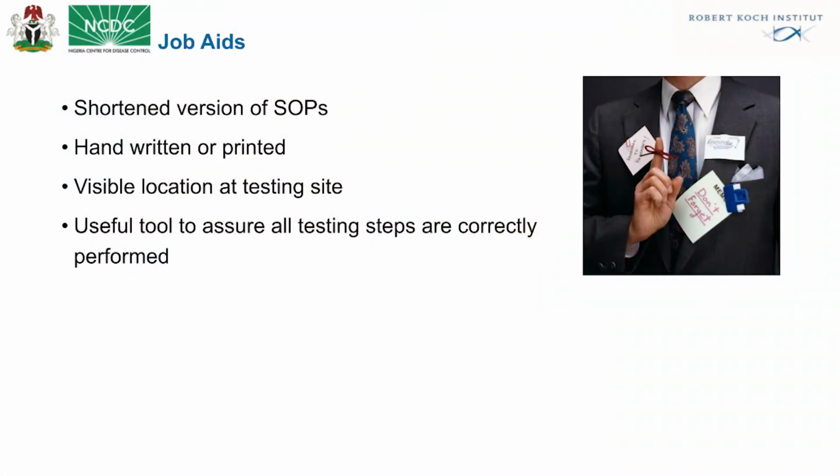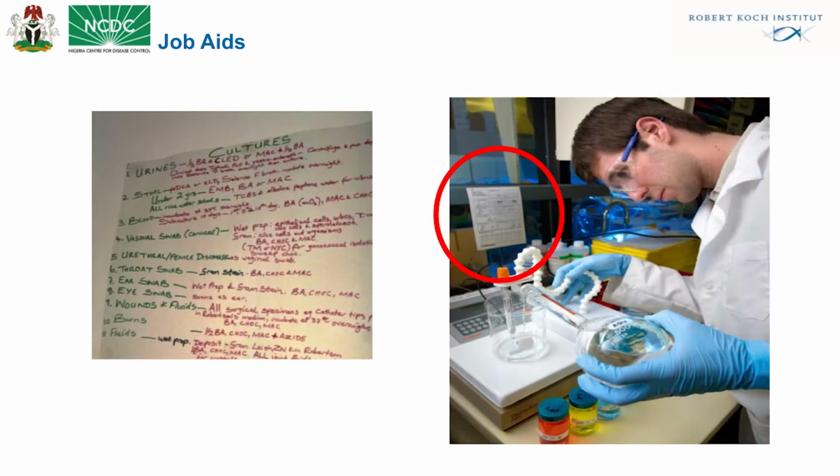A job aid is a shortened version of the SOP, handwritten or printed. It should be in a visible location at the testing site. It is a useful tool to assure all testing steps are correctly performed. On my left-hand side is a handwritten one which is clear and legible, and on my right-hand side is the testing scientist, who placed the SOP by the bench so that it can be followed easily to be able to perform the testing and have accurate, reliable results.